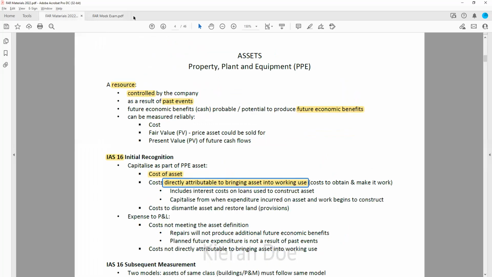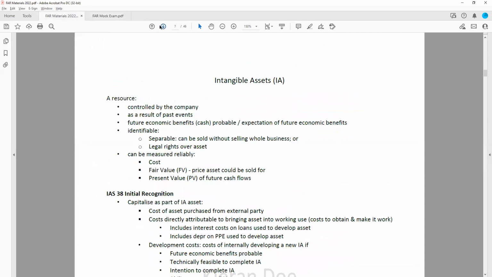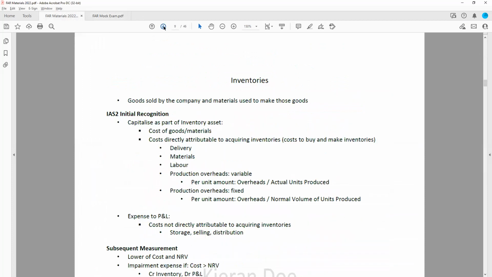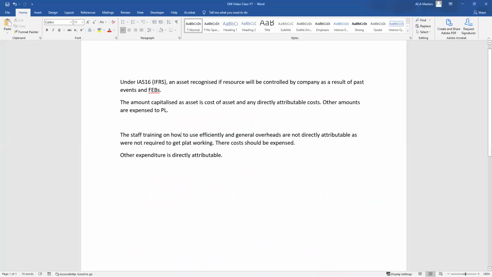So once we've done that and you've applied it to the scenario, the next bit to do, we could say why their treatment is incorrect. So kind of we said that there because we've already said staff training is not directly attributable. These costs should be expensed, and we could say they should not have been included in PPE.